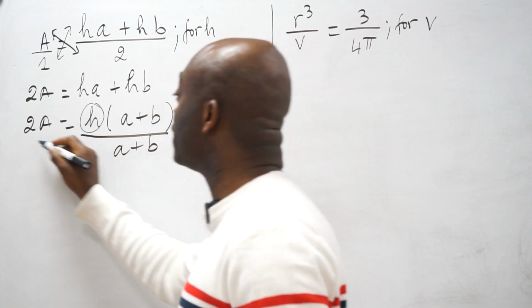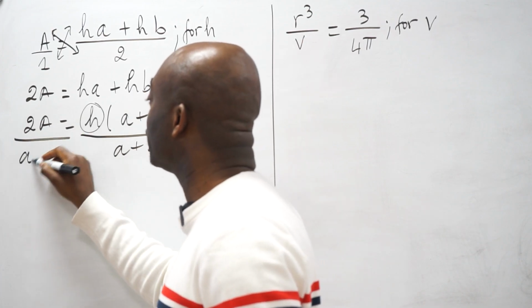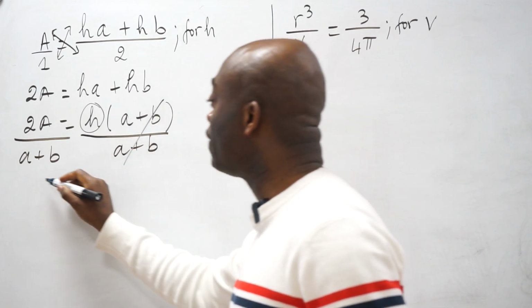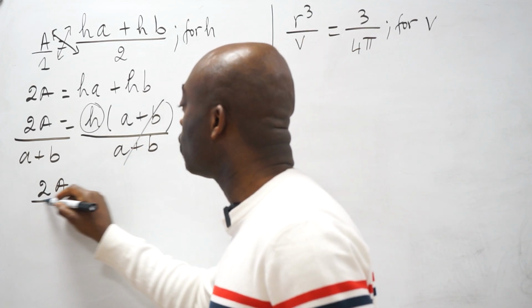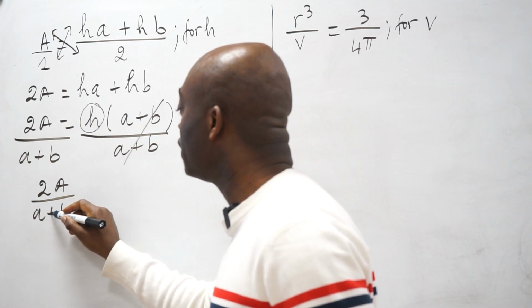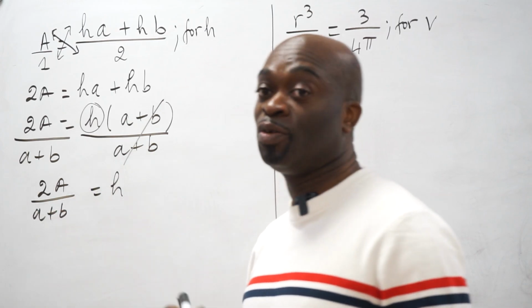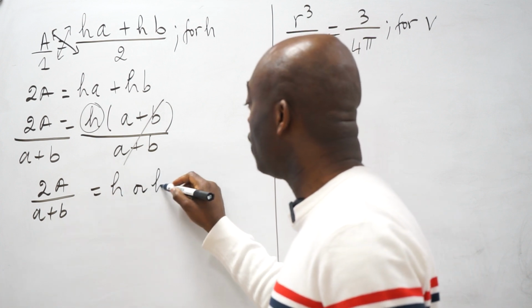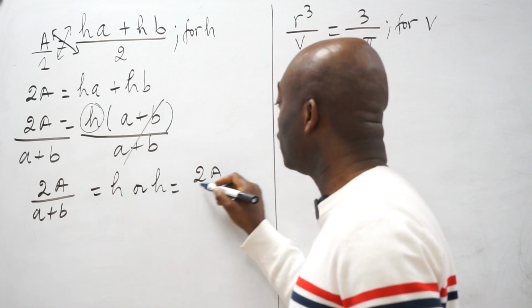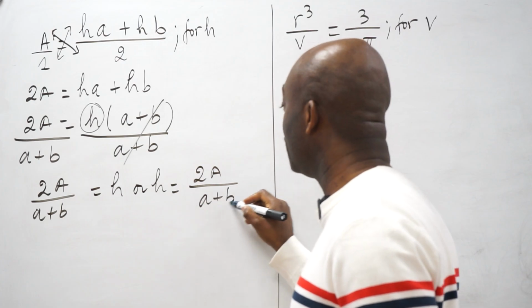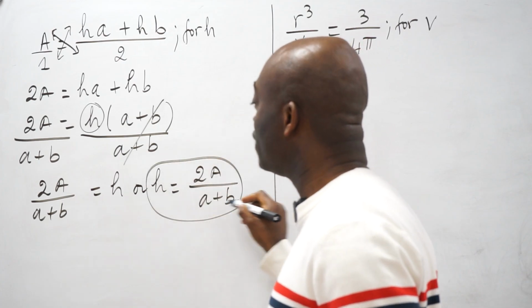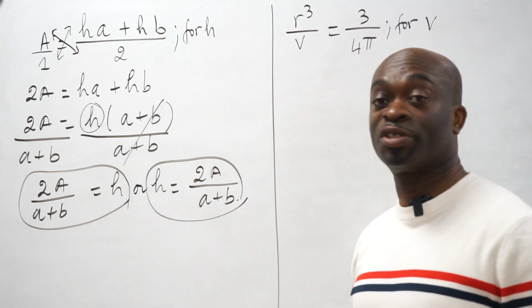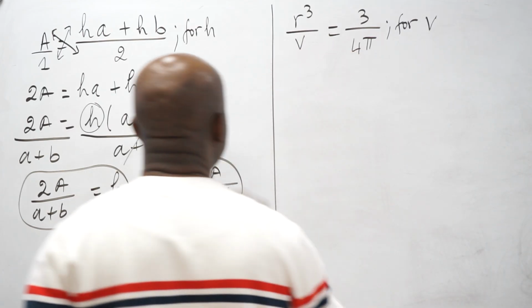Whatever you do on one side, ladies and gentlemen, you do the same thing on the other side. This is out. And what do we see left? We have 2a over a plus b equals h, which is the same as h equals 2a over a plus b. And then, ladies and gentlemen, you are finished. All right? Just done.